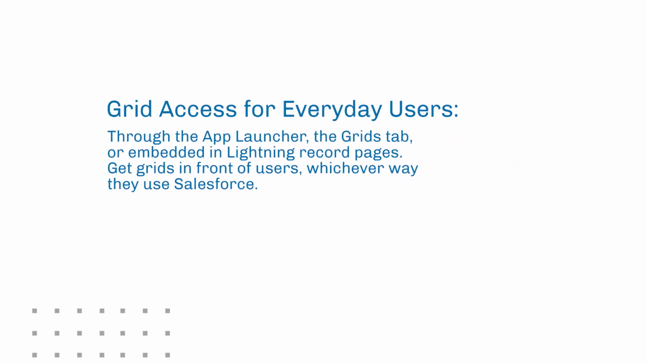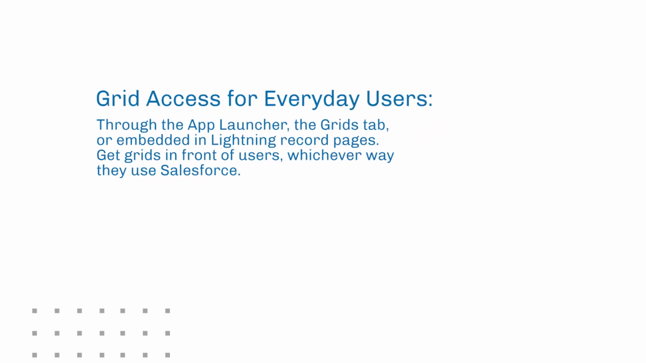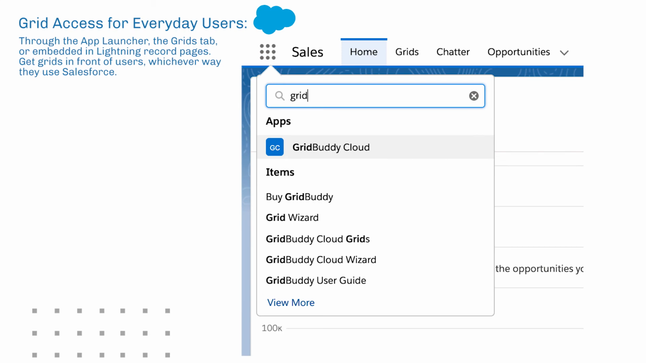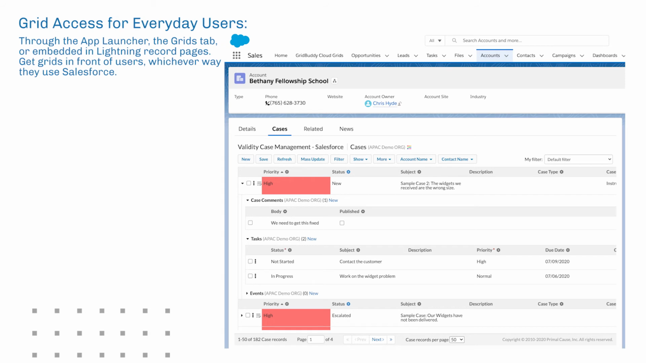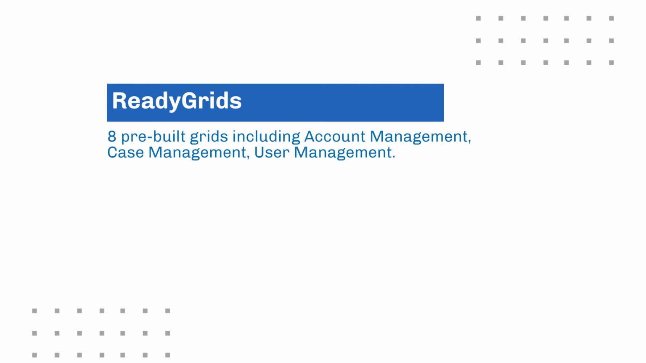The everyday Salesforce user, on the other hand, can access GridBuddy grids through either the app launcher, the grids tab, or you can embed them in Lightning record pages as well. So as an admin, you'll be able to get grids in front of users whichever way they use Salesforce. And then there's ready grids, which are pre-built grids. There's 8 in total for account management, campaign management, case, lead, pipeline, profile, and user management. So there's something for everyone there.